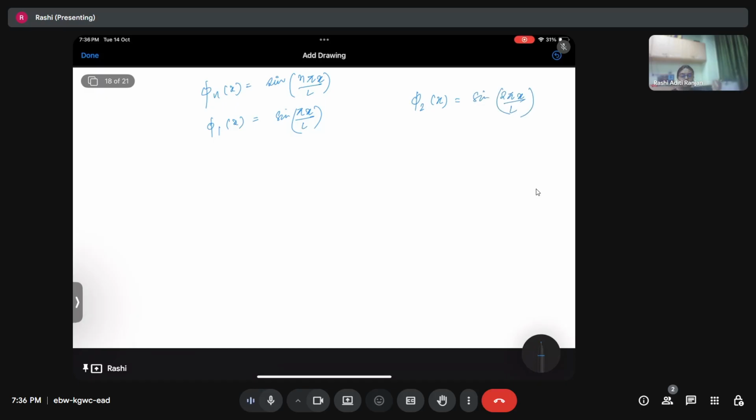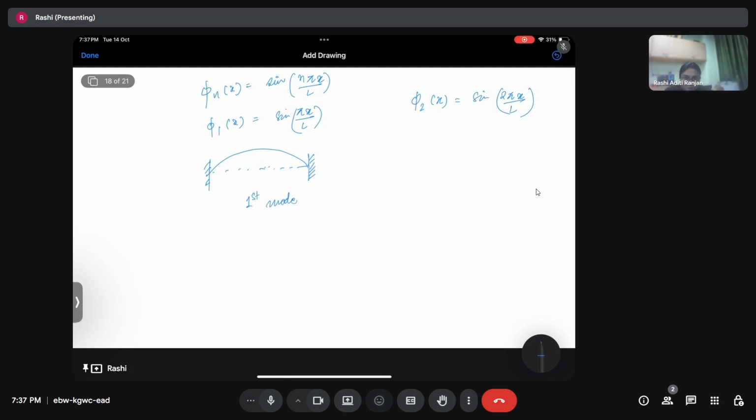If I want to plot phi 1 with x, how is it going to be? I have two fixed sides. This is the initial state. Sine of pi x by L, where x varies from 0 to L. At x equals 0, we have sine of 0, so it is going to be 0. At x equals L, we get sine of pi, which is also 0. So the graph is going to be something like a sine curve, like this. This is the first mode.